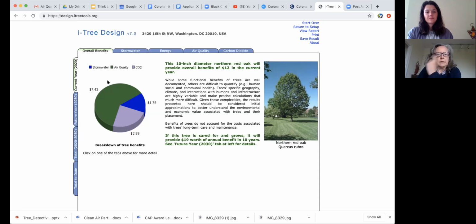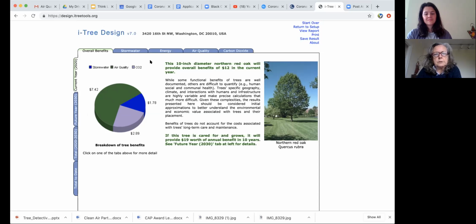Now I want you to look at this pie chart. This is the pie chart because it looks like a pie. Using the key, which is the elements right here, tell me what is the greatest benefit that this red oak provides. What is the most amount of benefit, right? When we look at the breakdown of this pie, we can see that air quality, the color green, is where this tree provides the most benefit. The second will be this lightish purple, carbon dioxide. And the third will be stormwater. So this is for the current year 2020. As this tree grows, these are the benefits that it is going to provide.